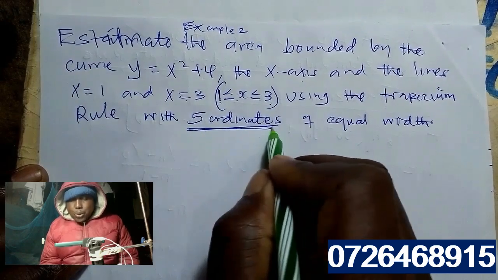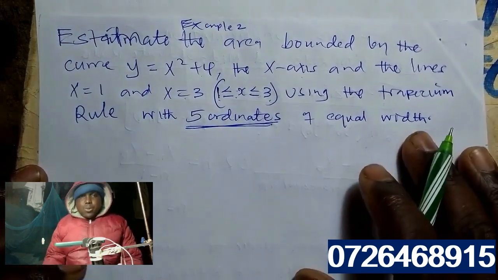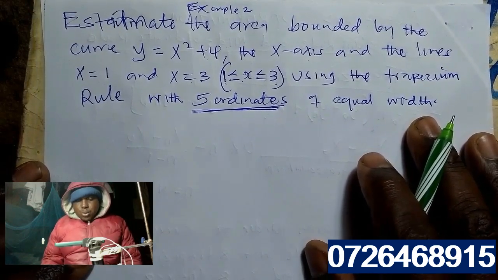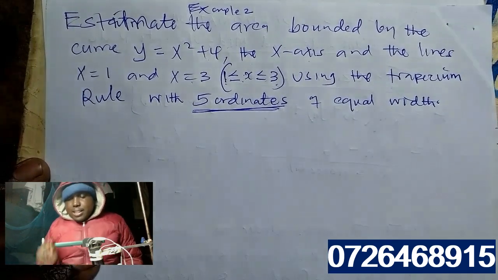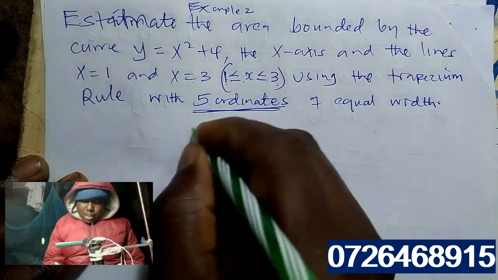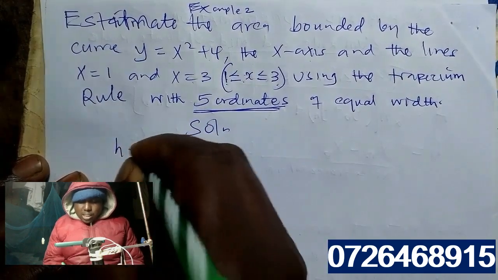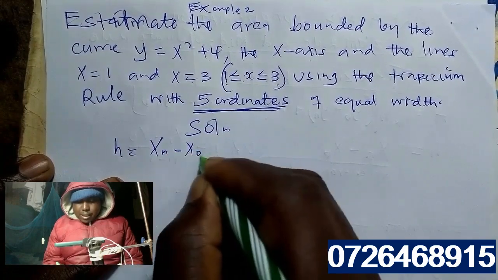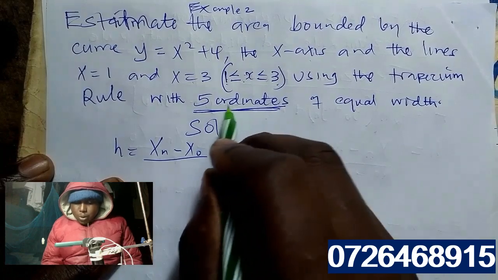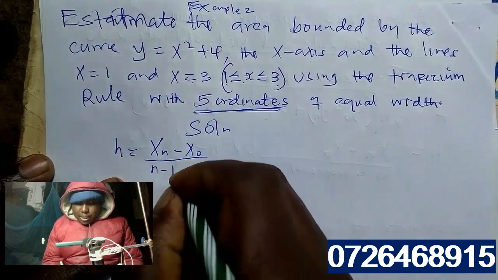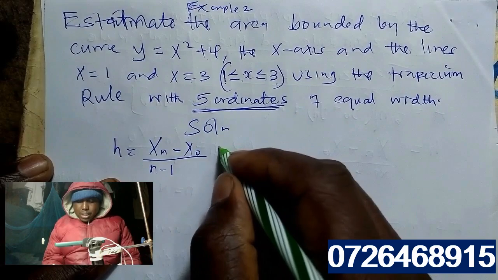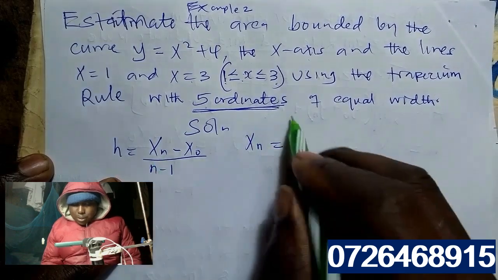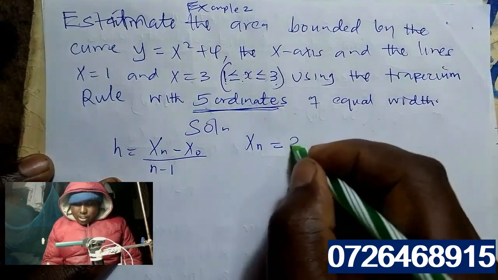Mark that, that's where you draw a line: 5 ordinates. That gives you the formula you are going to use to get h. Now h in this case is where we need to start. So h is equal to xn minus x naught divided by the number of ordinates minus 1, which is n minus 1. Now xn is the final range, which is 3.